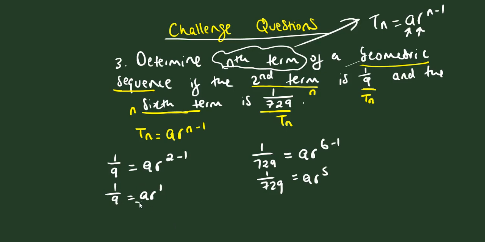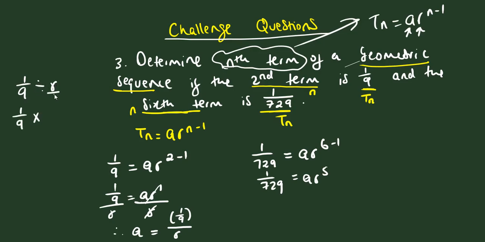I can divide by r here and divide by r. So therefore, my a will be equal to, this cancels that, 1/9 all divided by r. And when you simplify that, 1/9 divided by r is the same as saying 1/9 multiplied by, because r is r over 1, you flip it and multiply by 1/r. So it's the same as saying 1 over 9r. So the answer here is a equals 1 over 9r.